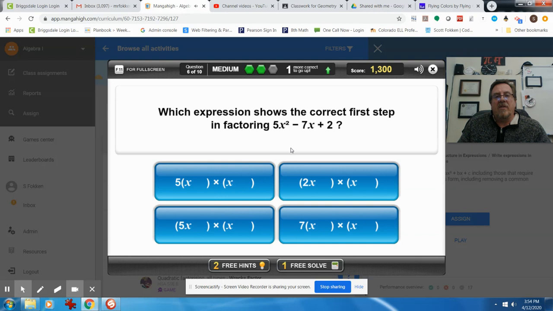Which expression shows the correct first step in factoring that? Well, it'd be nice if I could factor out a common factor, but I can't because 5 is not a common factor of these two terms, so I can't factor that out. The only factors for 5 are going to be 5x and x to get your 5x squared here.